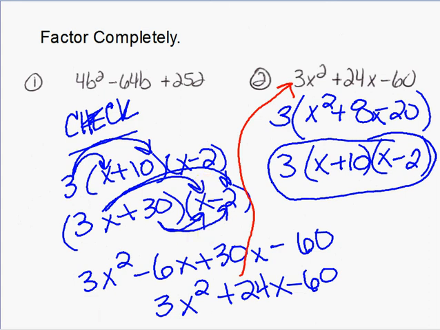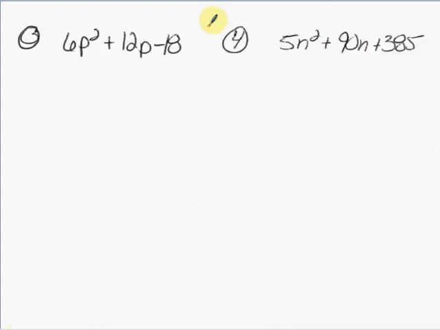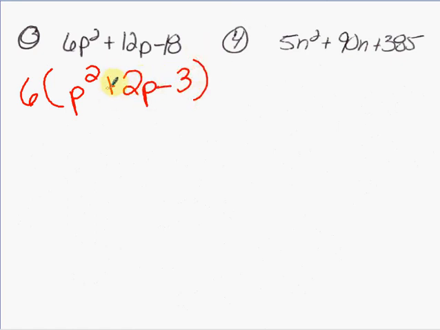I'm going to clear this. Good to go. Go to the next page. Number 3. Well, I'm going to try 6 as my GCF. That gives me p squared plus 2p minus 3. Remember, at this point, if you're wondering why I have p squared plus 2p minus 3, it's because I divided all 3 terms by 6.